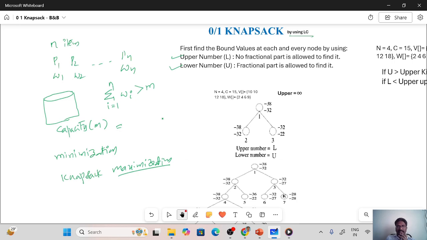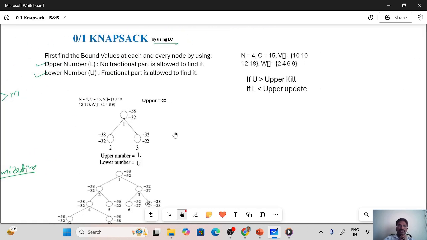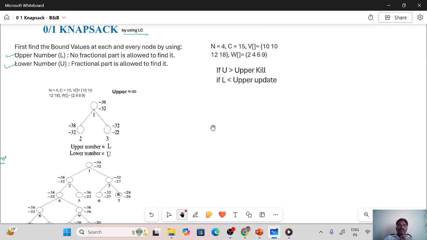Now I am going to consider one example to solve 01 knapsack by using the branch and bound approach. I have 4 items and the knapsack capacity is 15. It may be labeled as M. I have some profits, which are sometimes also called values. What are the profits? I am going to write 10, weight is 2; 10, weight is 4; 12, weight is 6; and 18, weight is 9. So that is the given data.